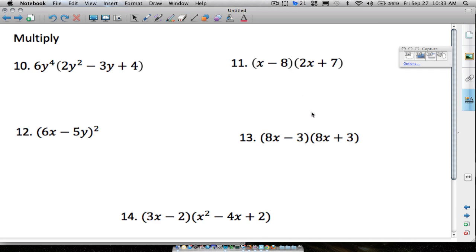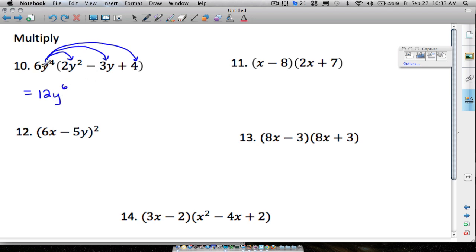10, 11, 12, 13, and 14, we're all going to be multiplying these polynomials. Since this is one term times three terms, we want to distribute. And just don't forget to multiply the coefficients. So 6 times 2 is 12, and we add the exponents since these bases are the same. So we're multiplying y to the 4th times y squared. That's going to be y to the 6th.